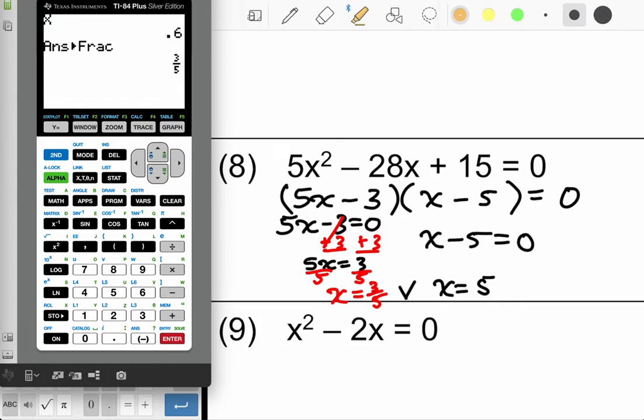Right? So that denominator of 5 corresponds with the coefficient. That numerator of 3 corresponds with the constant term. All right? The same thing happens with the 5 because that 5 is really a 5/1.